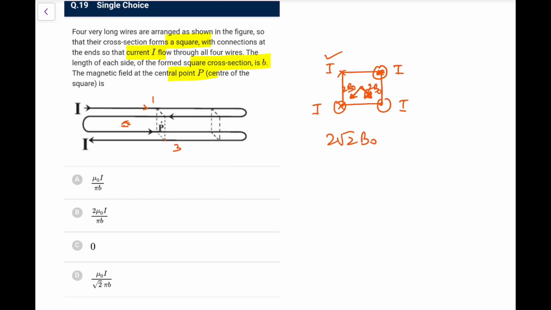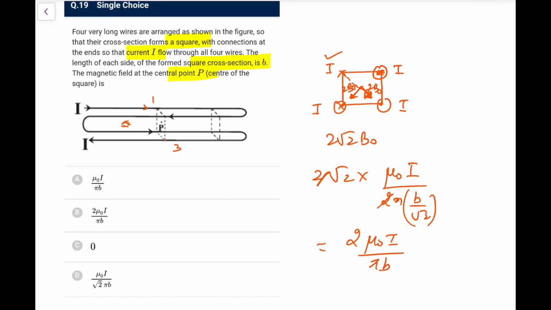this would be 2B naught, so the net field would be 2 root 2 B naught, where B naught is due to one wire. Due to one wire, I can write mu naught I upon 2 pi r, because we are assuming an infinite wire. And r would be the semi-diagonal; its side is B, so the semi-diagonal length would be B by root 2. So that is what we are going to write. The 2 cancels out, and this comes out as 2 mu naught I upon pi B. That is the value that I am getting, so I'll go for option B here.